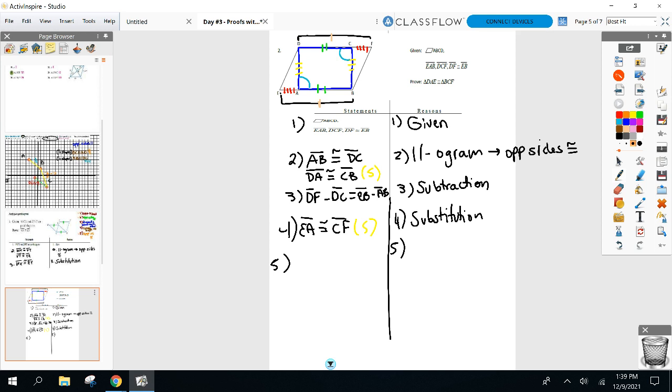There you go. Some of you are like, oh, that's not even in the triangle. You're right, that's not in the triangle, but it's certainly going to help me get two angles in the triangle. So angle DAB is congruent to angle DCB. Parallelogram implies opposite angles congruent.